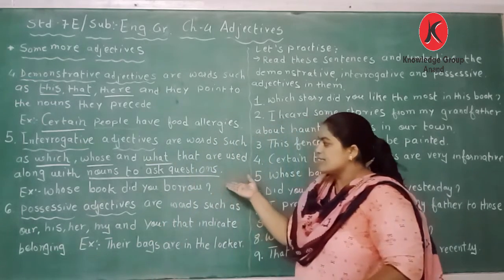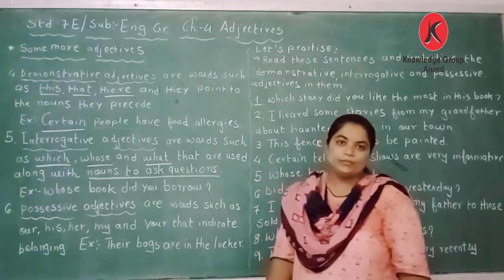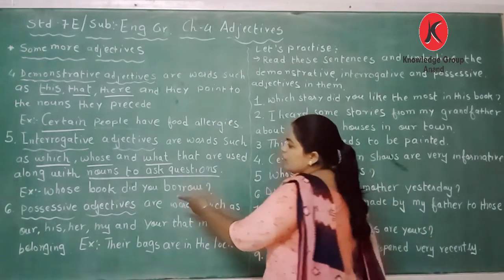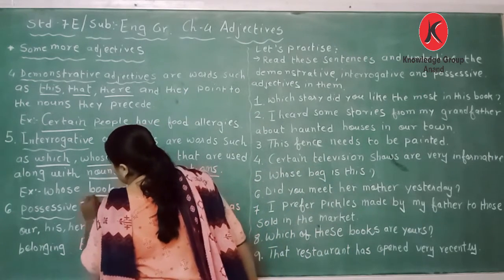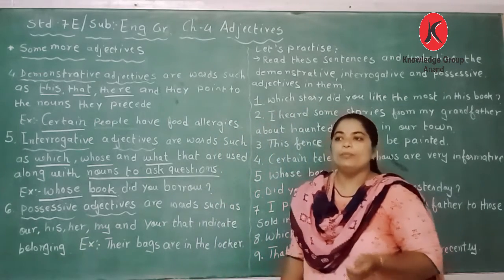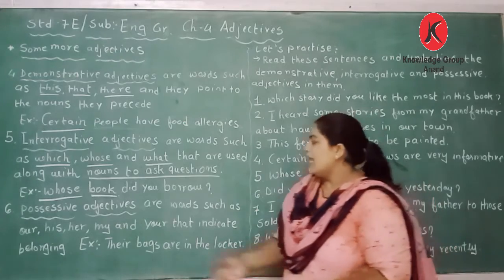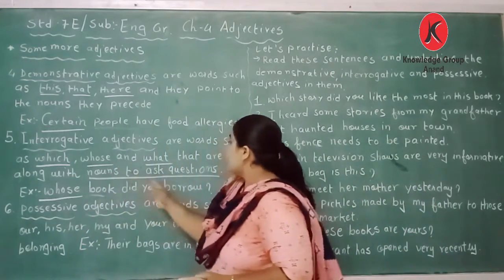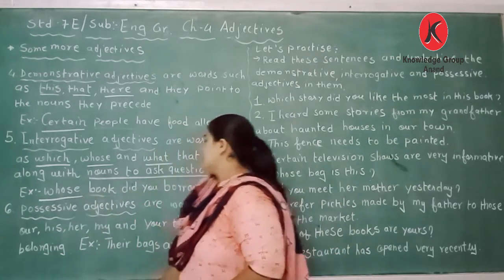So here is an example. Whose book did you borrow? So these are the words along with the noun. See, book is a noun and whose is an interrogative adjective. Okay. So book is a noun, and with the noun it is used here.